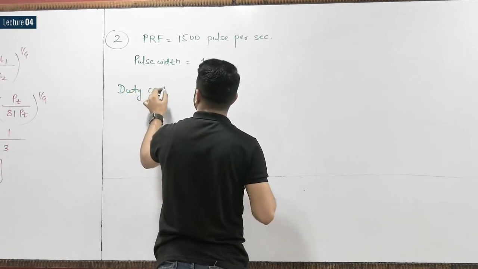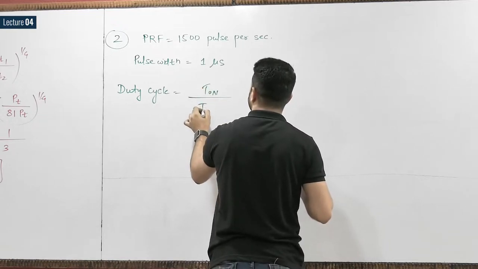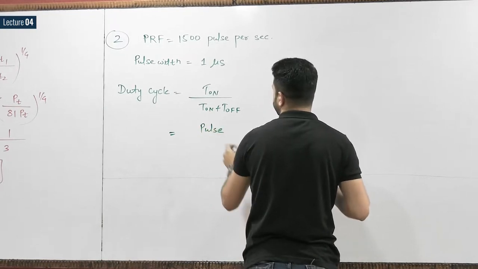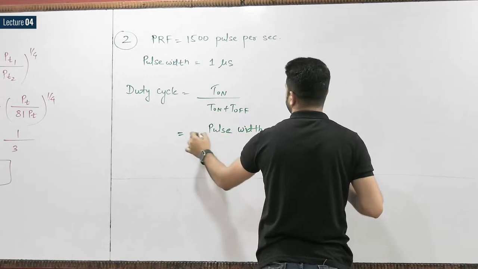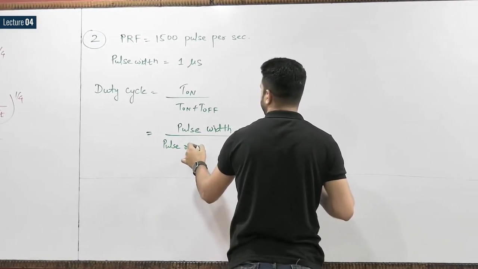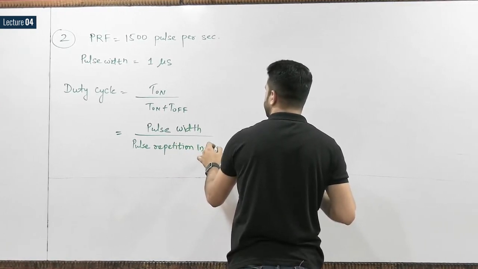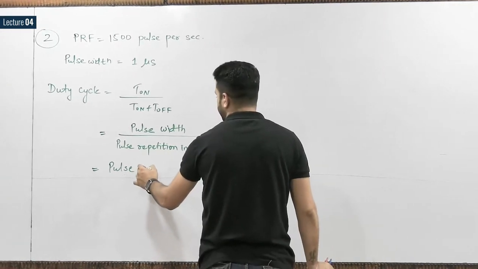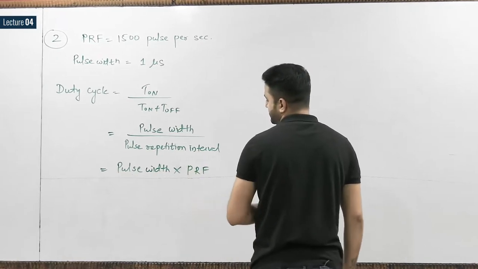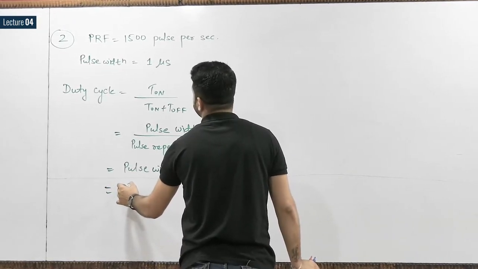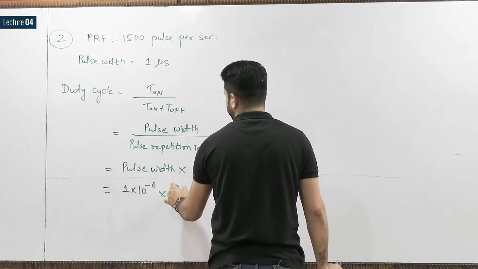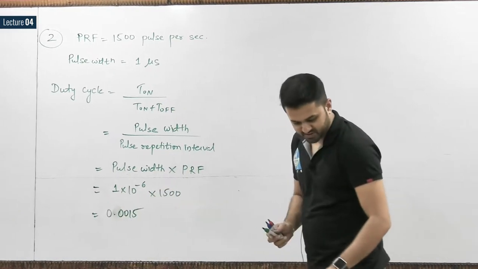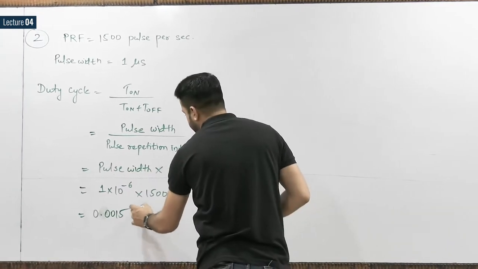The duty cycle is defined as T on divided by T on plus T off. T on plus T off is nothing but the pulse repetition time, or pulse repetition interval, and T on is the pulse width. The inverse of the pulse repetition interval is the pulse repetition frequency. So pulse width was given as 1 microsecond, and pulse repetition frequency is 1500. So we will get 0.0015, which is option C. So the correct answer would be option C.